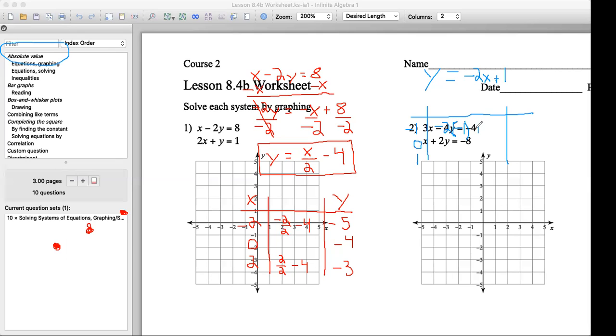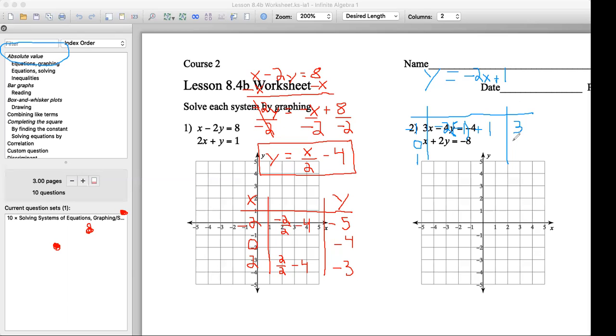Plus 1. What's negative 2 times negative 1? Plus 1. Okay. Negative 2 times negative 1 is? Plus 1 is 3. I almost wrote a 2. You're going to stop me if you're lost. No one's stopping me.